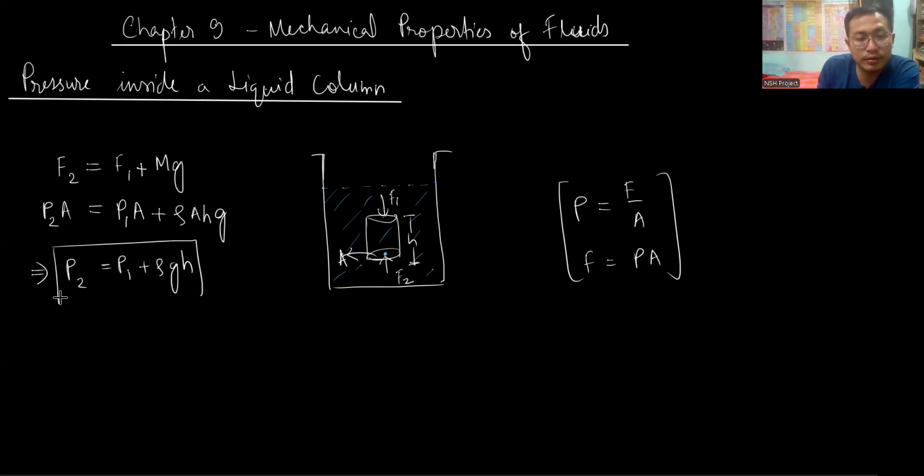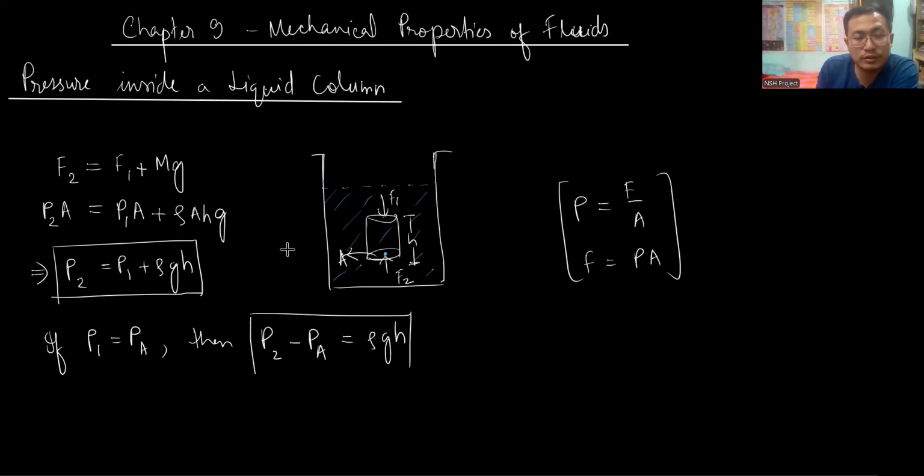If p1 is equal to pa, atmospheric pressure, then p2 minus pa is equal to rho gh. The difference in pressure between a depth d and the surface is always rho gh.